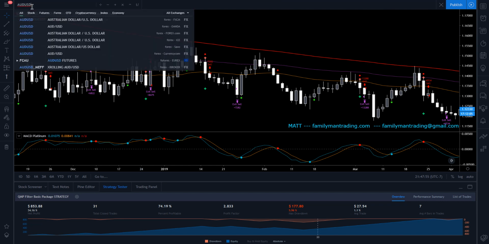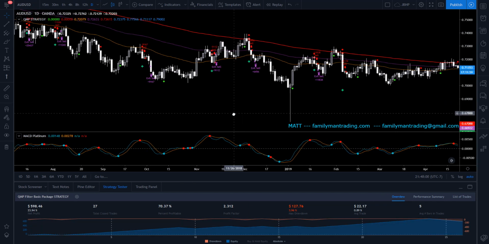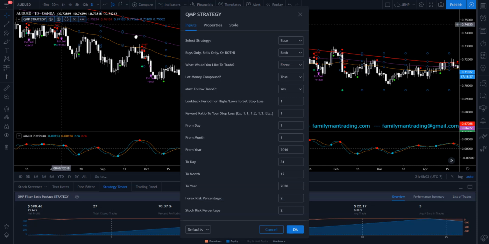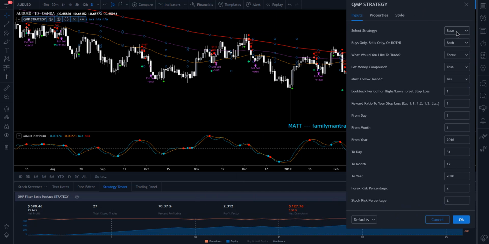So I'm just going to switch the chart to the Aussie dollar. Again, we were wanting to look at the daily chart. Since my strategy script automatically comes default set to the base strategy, we're going to switch it a little bit. And what I want you to notice is from the default, we have down here a 23.94% net profit with 27 trades, 70% win rate, which is really good, and a 3.96% drawdown. This occurred from January 1st of 2016 through December 31st of this year. Obviously it's not December 31st yet, but I placed it that way so that we can capture all the trades.